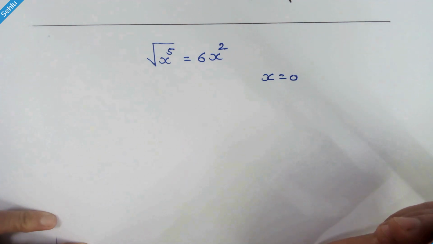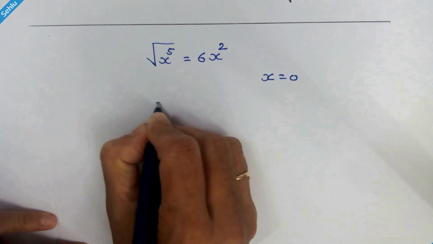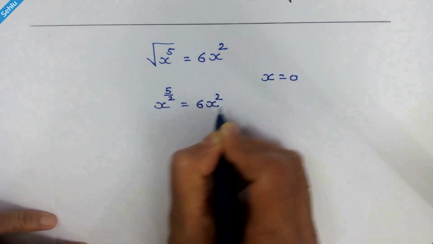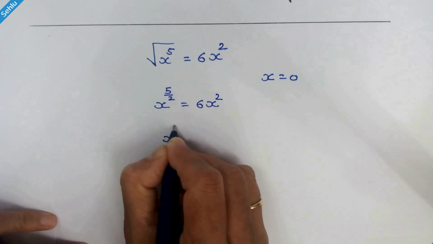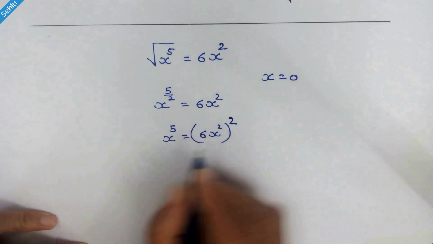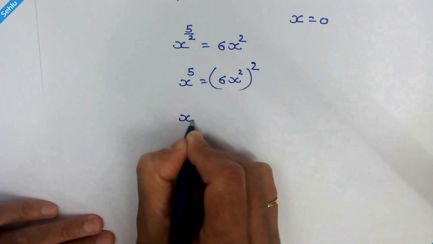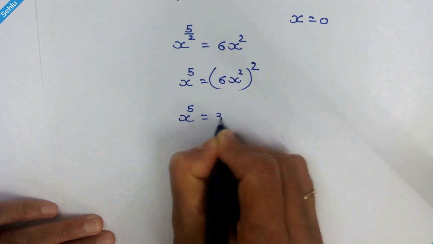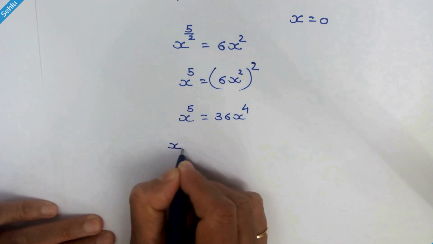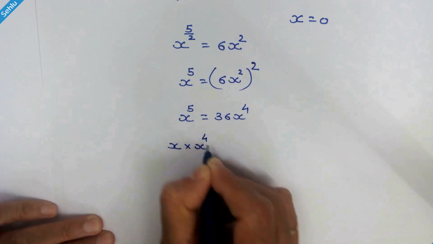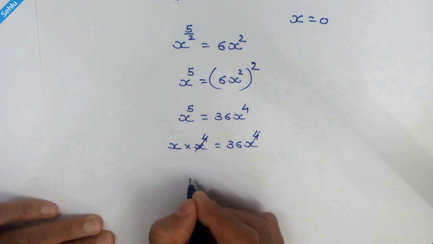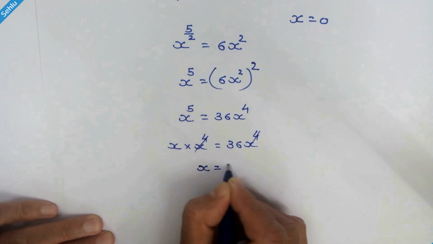Now for another one, let's rewrite this as x raised to 5 upon 2 is equal to 6x square. In the next step, we can write it x raised to 5 is equal to 6x square whole square. So we have x raised to 5 is equal to 36x raised to 4. x raised to 5 can be written as x times x raised to 4 is equal to 36x raised to 4. These two will eliminate, so we have x is equal to 36.